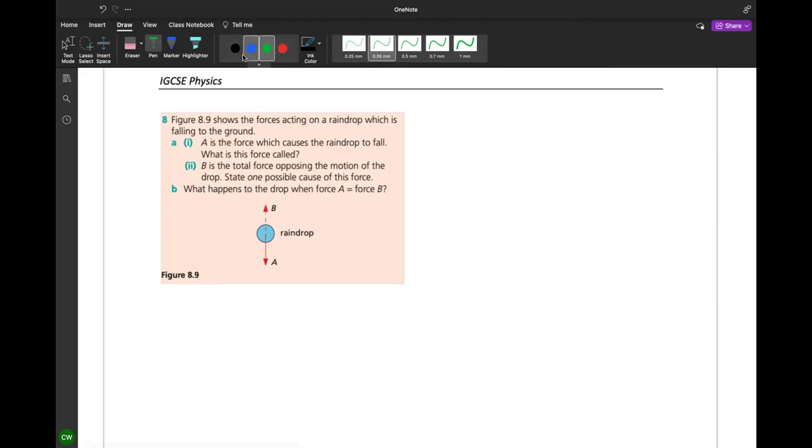4 seconds on raindrop. Do you know what a raindrop is? Raindrop is what? 雨点. That means raindrop is this one, falling to the ground. What is A? The force causing something to fall. B is the total force opposing the motion. State one possible cause of this force. What happens when these two are equal?